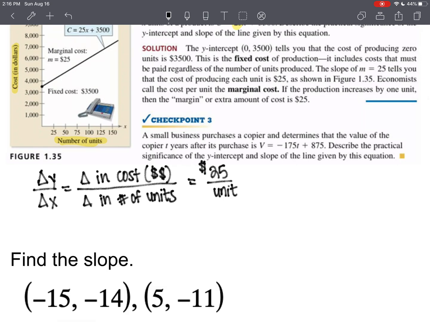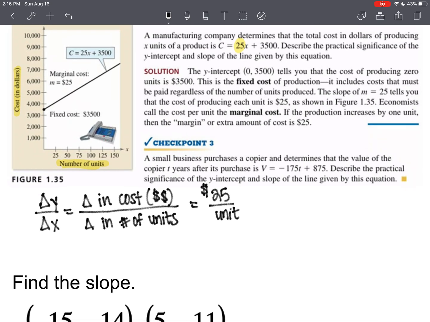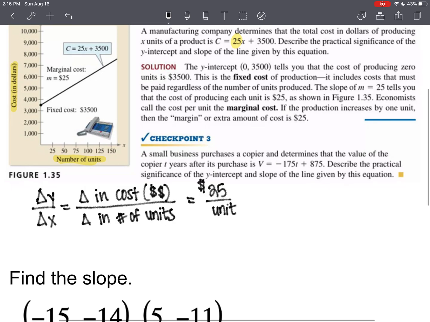Now they further go on to tell you what that $25 per unit means. So the slope of m equals 25 tells you that the cost of producing each unit is $25. They call that the marginal cost. If the production increases by 1 unit, then the extra amount of cost is $25. So if it's $25 per unit to produce 50 units, then if I produce 51, I have an additional cost of $25.